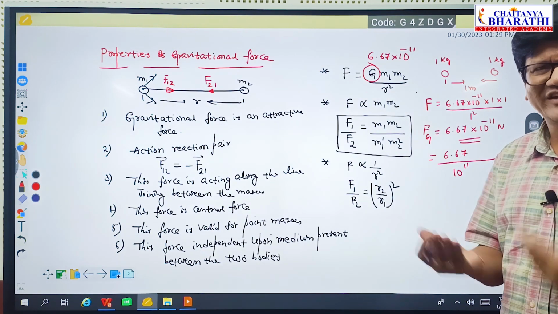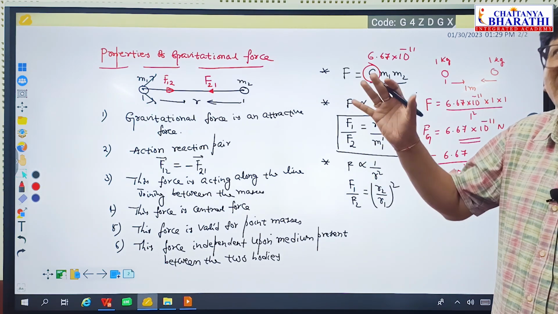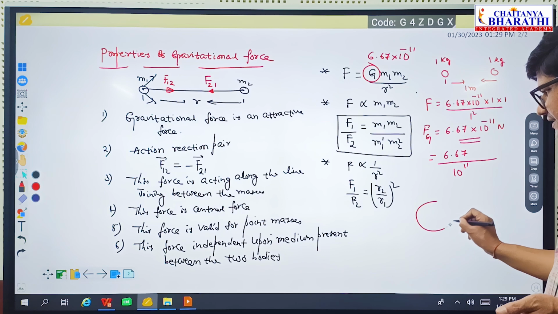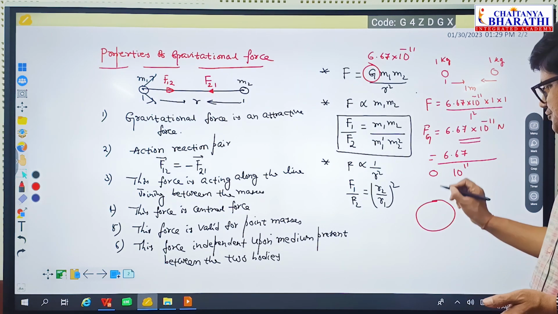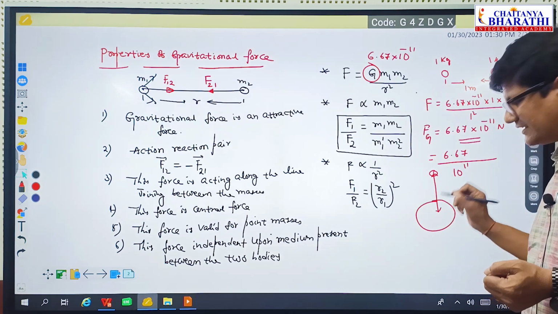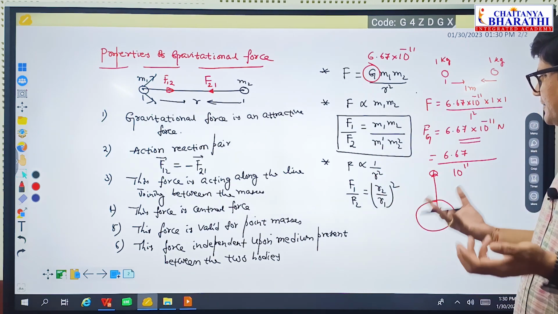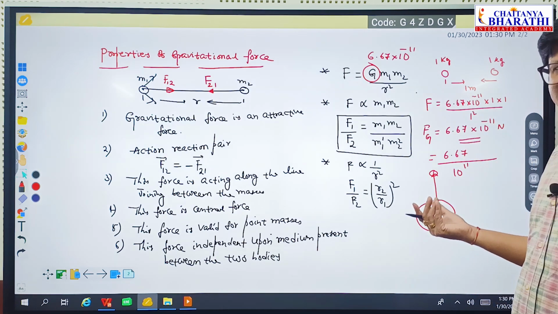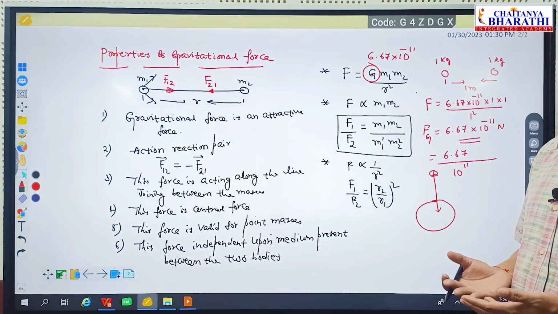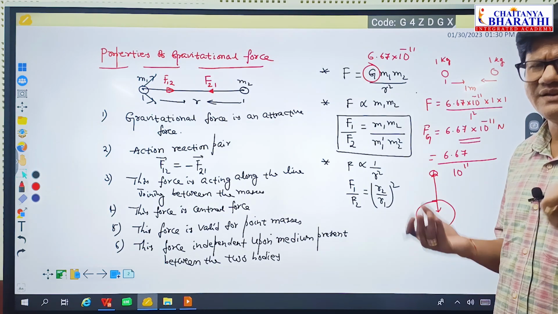That's why there is no attraction between two smaller objects. This force is considerable for heavy objects. For example, if a ball is dropped from here, there is a force, so that ball comes towards the earth. So that force is considerable. Earth and moon have heavy masses; the mass of the earth is of the order of 10 power 24. So in those cases the force is considerable, but for small objects this force is not considerable, means very, very small.